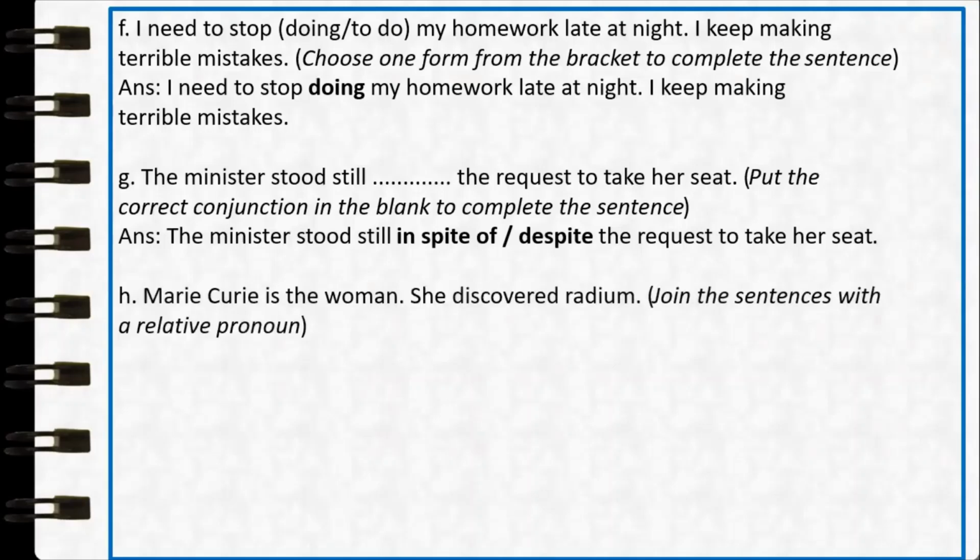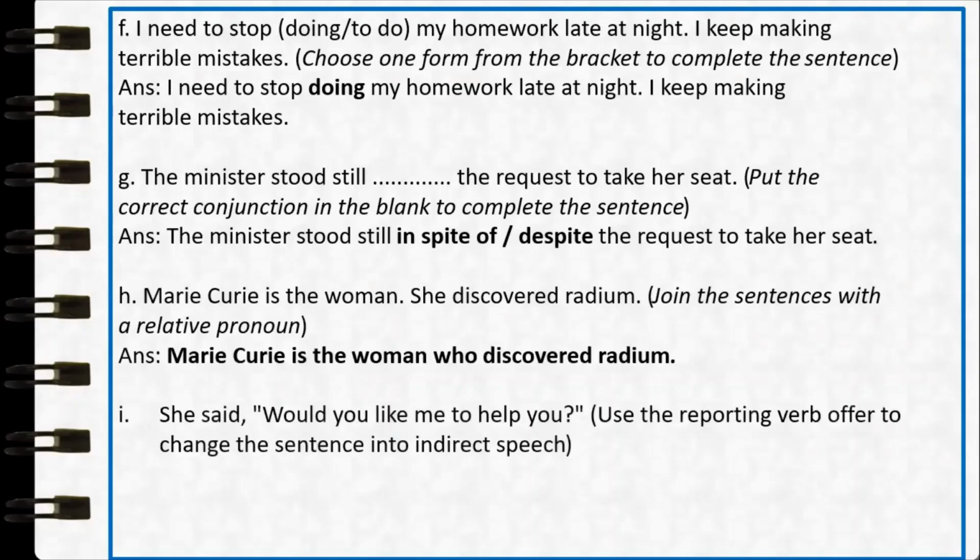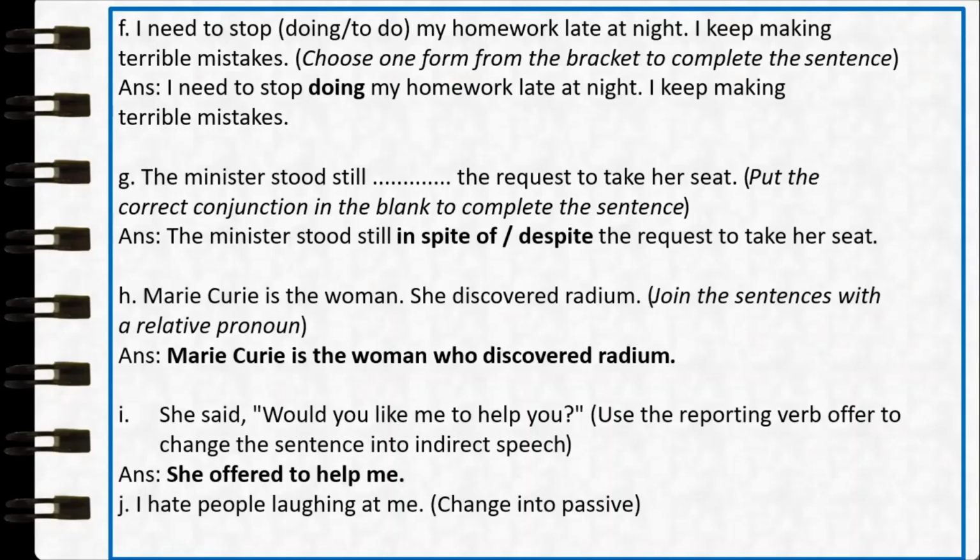And Marie Curie is the woman, she discovered radium. You have to use a relative pronoun, and Marie Curie is a person, and therefore we go with who. Marie Curie is the woman who discovered radium. And number I is turning it into indirect speech, but using the reporting verb offer. So simply, she offered to help me. And the last question, I hate people laughing at me, changing it into passive. I hate being laughed at.